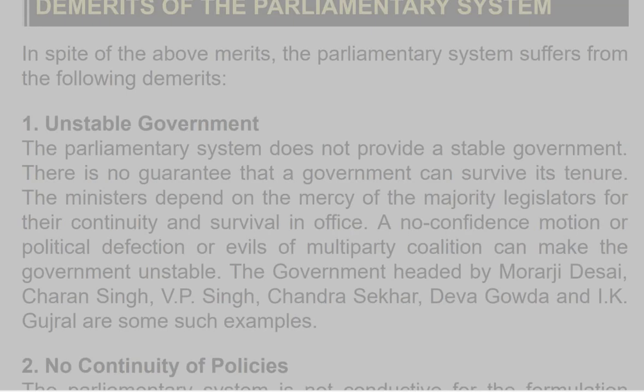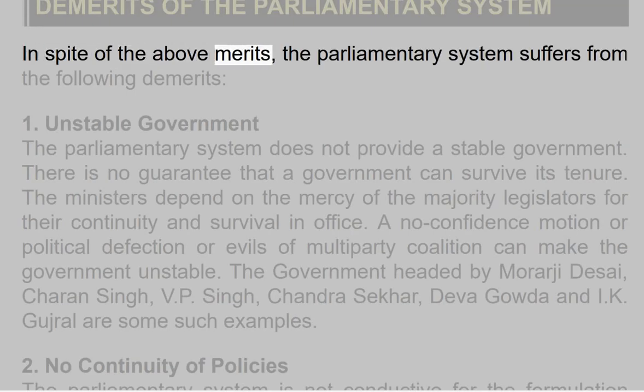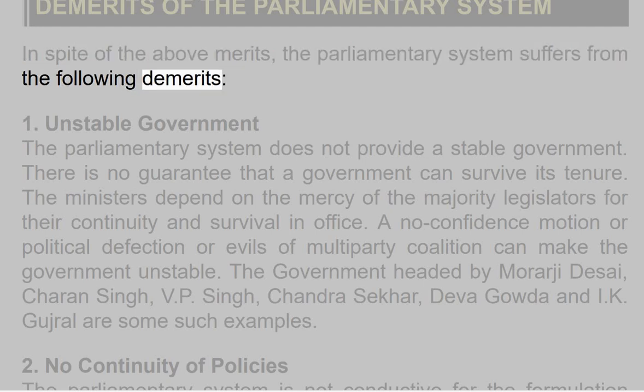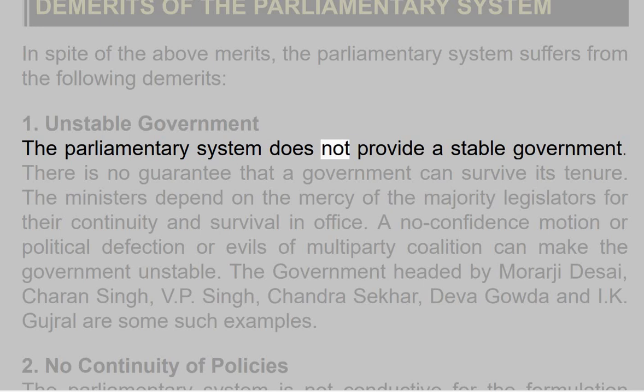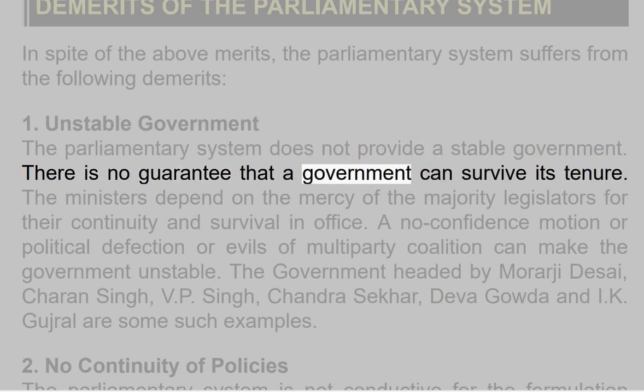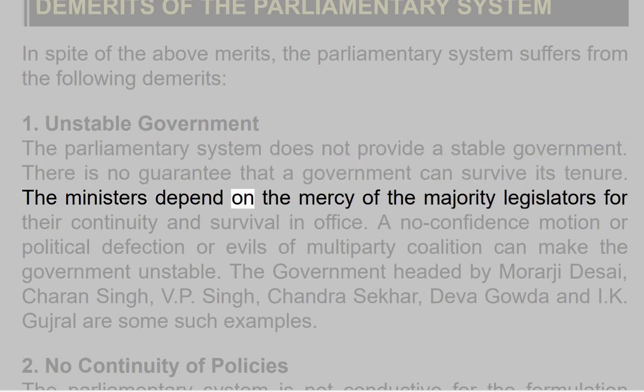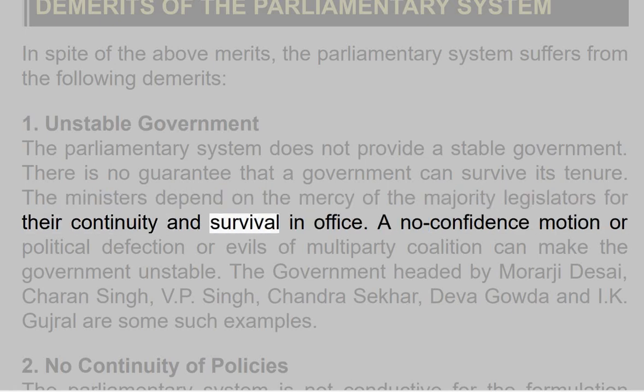Demerits of the parliamentary system. In spite of the above merits, the parliamentary system suffers from the following demerits. 1. Unstable government. The parliamentary system does not provide a stable government. There is no guarantee that a government can survive its tenure. The ministers depend on the mercy of the majority legislators for their continuity and survival in office.